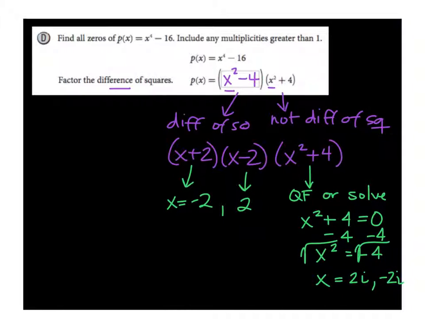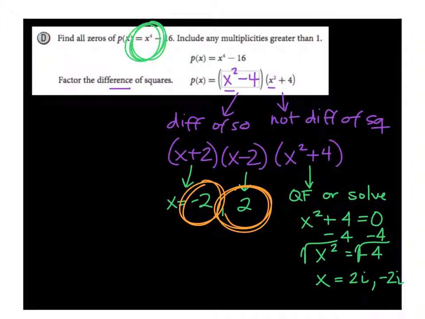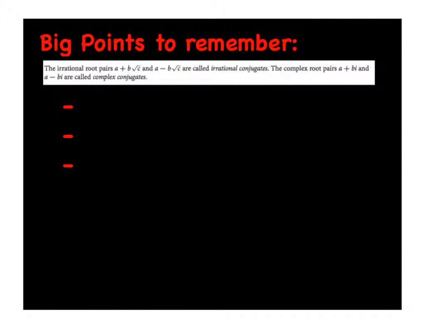So now, this is x to the 4th, so I should have 4 solutions, and I do: -2, +2, -2i, and +2i.